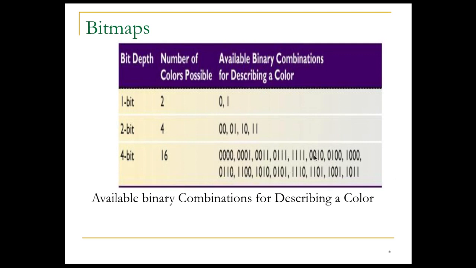So they are all powers of 2. If you have 2 bits, it is 2 to the power 2, so 4 possible colors. If you are using 4 bits, then you can have 2 to the power 4 different colors possible, and 2 to the power 4 is 16. And that pattern, of course, continues on.